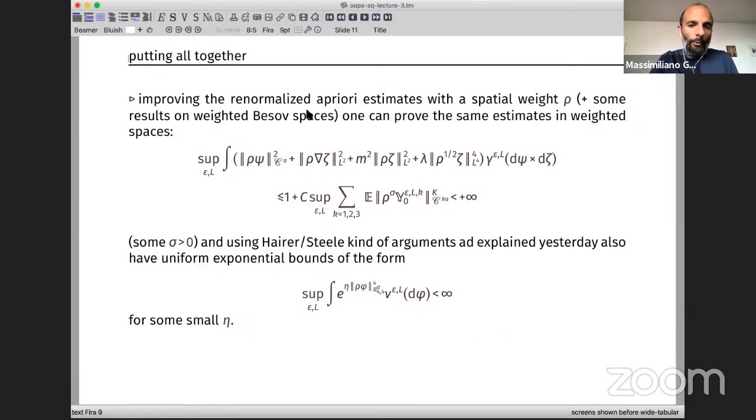So what we do for the L infinity limit, now there is nothing new to do, because you just have to put together what we did yesterday with what we did today.